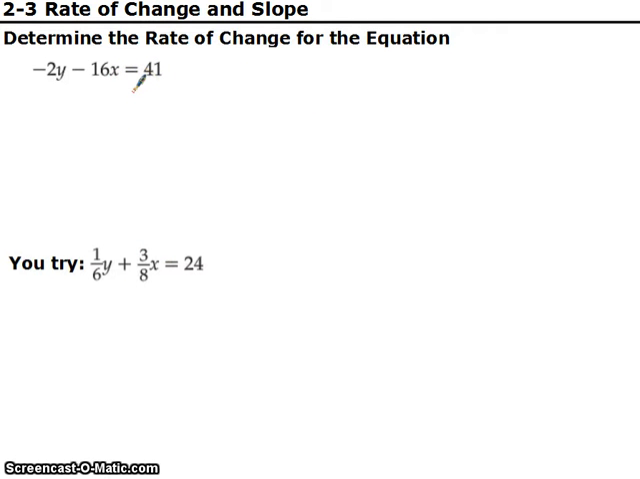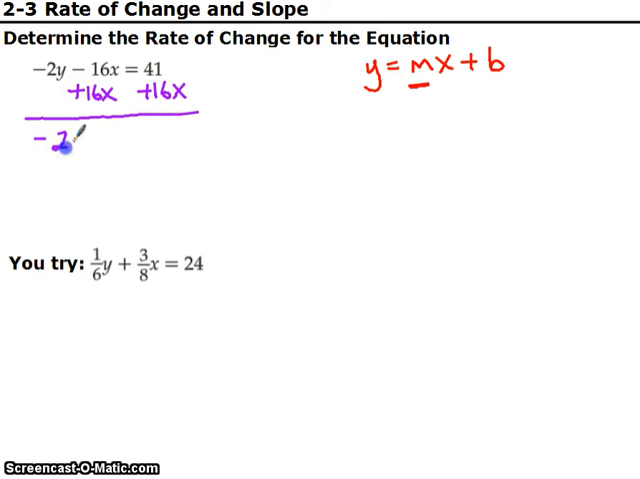All right, so last thing is to do an equation. We know that the slope-intercept form is y equals mx plus b, and we know that m is the slope. So if we can convert these into y equals mx plus b form, we can just identify that value as our slope. To do this, I would need to add 16x over to this side. So I get negative 2y equals 16x plus 41.